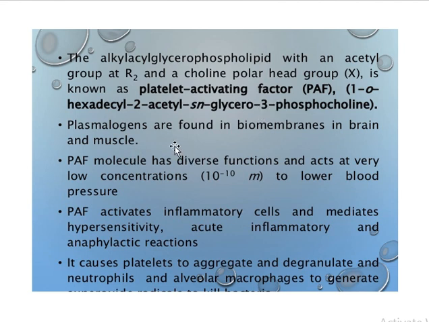As we know, the plasmalogens are present in the biomembranes in brain and muscles. The platelet activating factor has many diverse functions. It acts as a blood pressure lowering agent in very low concentrations. The platelet activating factor also activates the inflammatory cells and so mediates the acute inflammatory and hypersensitivity reactions. The platelet activating factor also aggregates platelets.